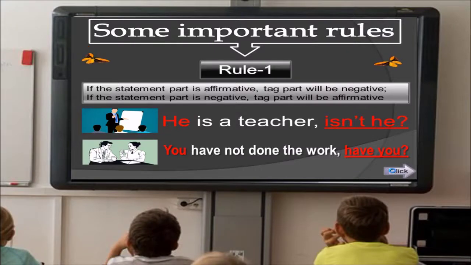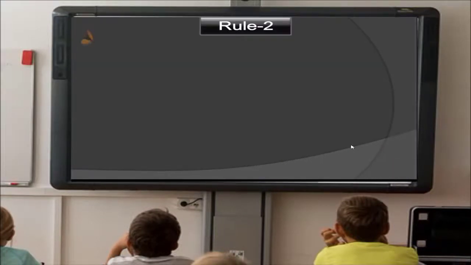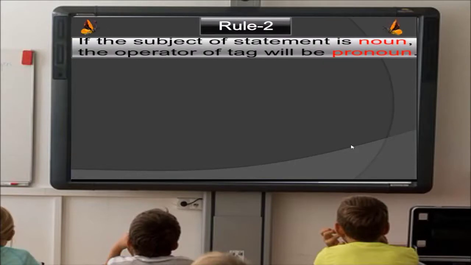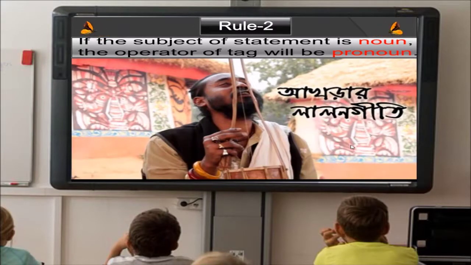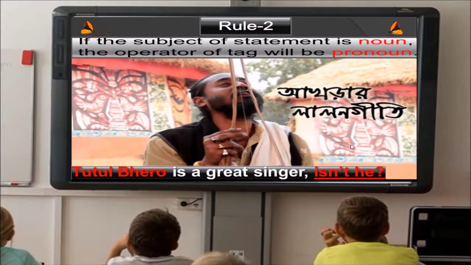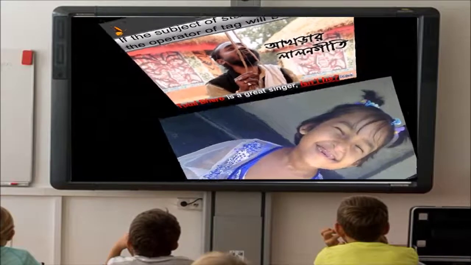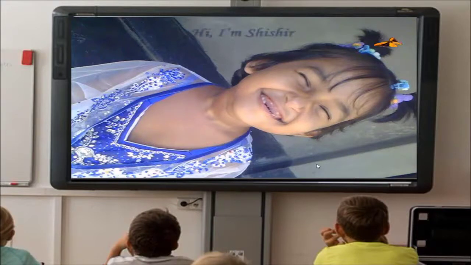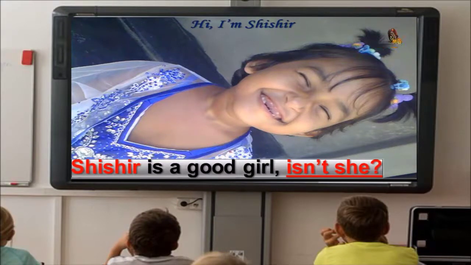Okay, next slide. Rule 2: if the subject of a statement is a noun, the operator of the tag will be a pronoun. Look at the picture. Tutul Bero is a great singer, isn't he? Shishir is a good girl, isn't she? Try to understand. Shishir is a feminine gender, and so we used she in place of Shishir. Do you understand?